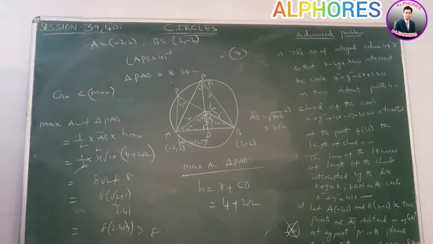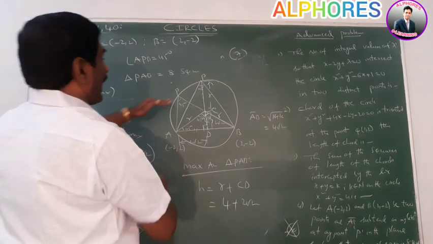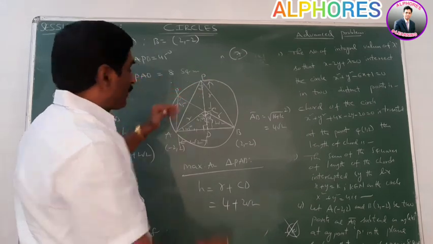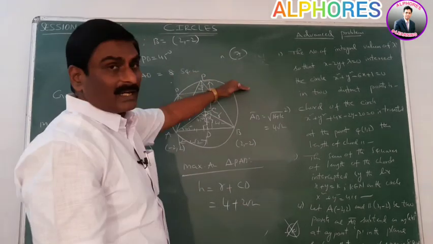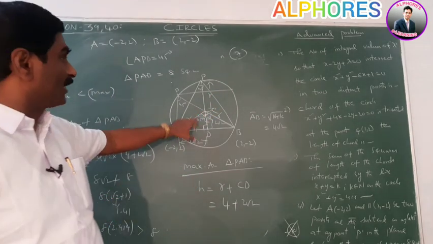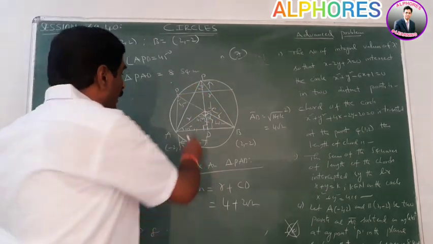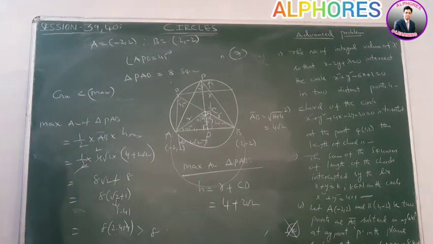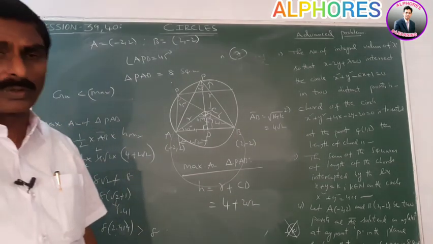Therefore, to find the number of possible values of P: in this circle we get a maximum height of this value. For getting this area, the height is a lesser value. That means there will be 2 possibilities, this side 1, this side 1. In the circle we get 2 possibilities, and in the below circle we get 2 possibilities. That means 4 possibilities. Therefore, the number of possible values of P is 4.